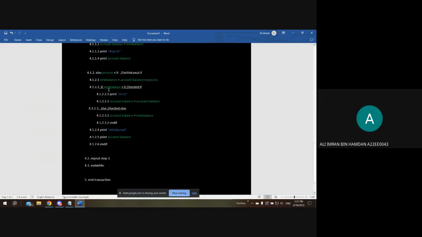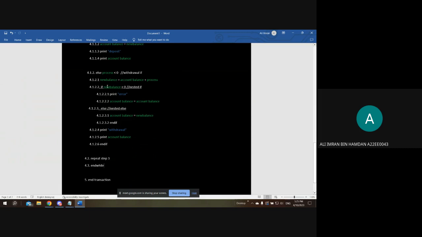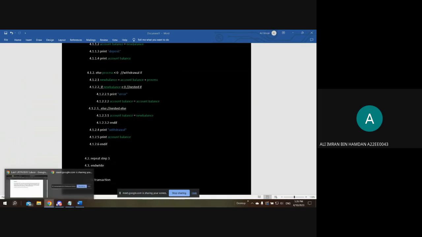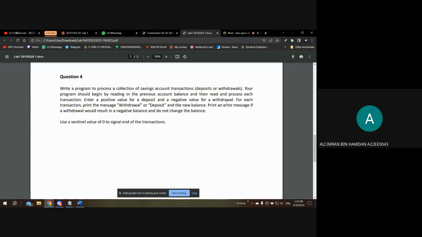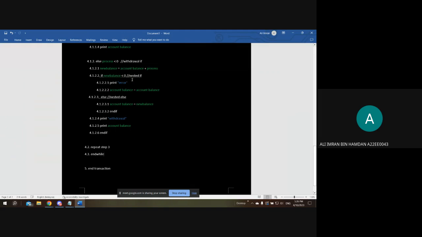Next is the withdrawal part. In case the process variable, the number, is less than zero, negative. Initially it's quite simple. The new balance is account balance plus process. In this case, because process is less than zero, it's a negative value, so basically it's a subtraction, and you get less than the old account balance. Here's where the if part comes into play. The question asks, print an error message if a withdrawal would result in a negative balance and do not change the balance. So this is the pseudocode for it.